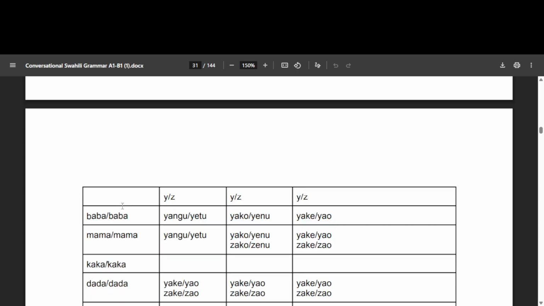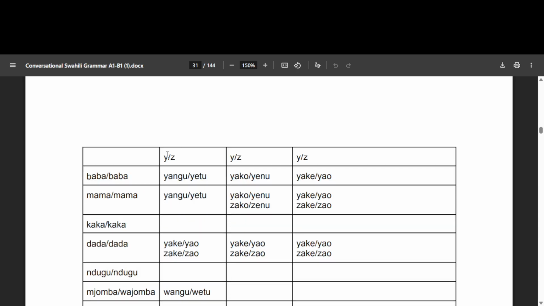But for these that we said they don't change, they take Y in singular form and Z in plural form. For instance, we want to say my father, I say baba yangu instead of baba wangu. Your father, baba yako. His father, baba yake. Our father, baba yetu.